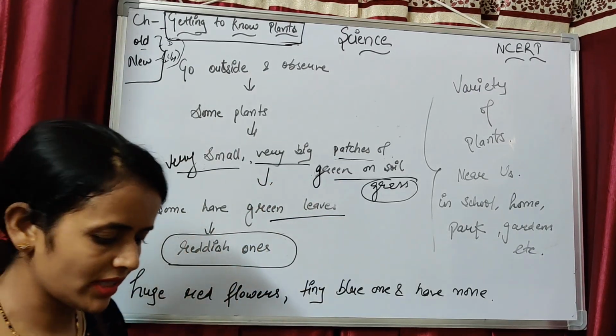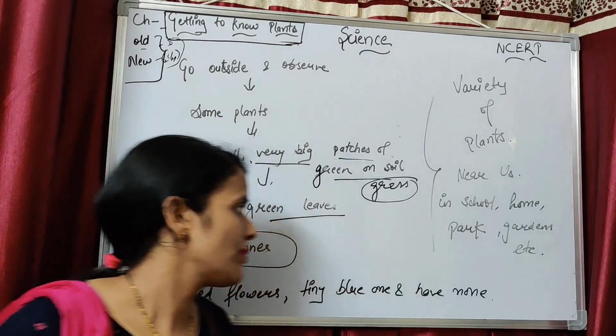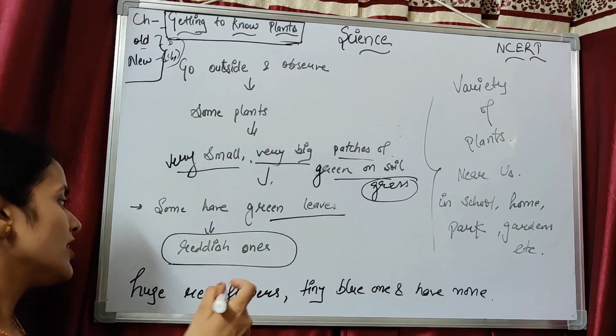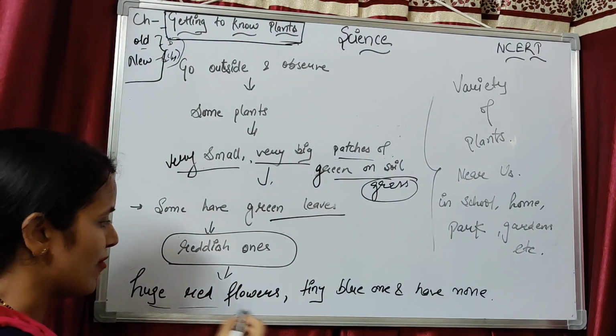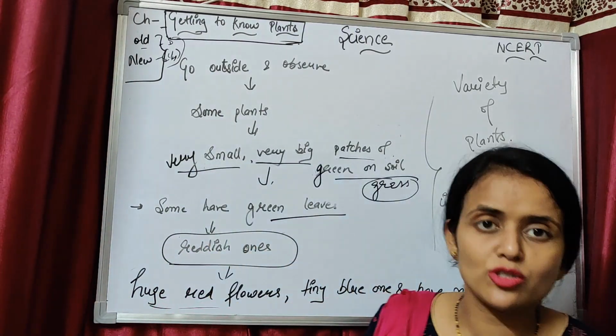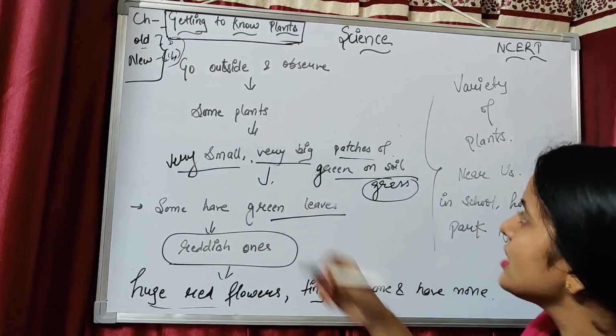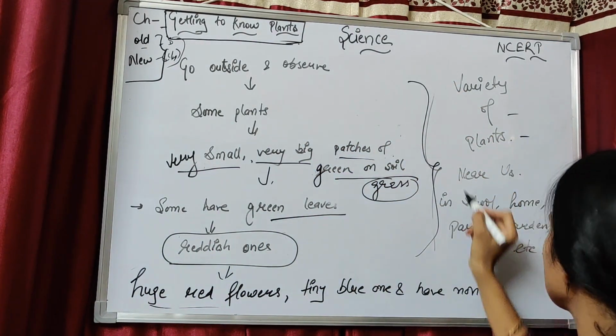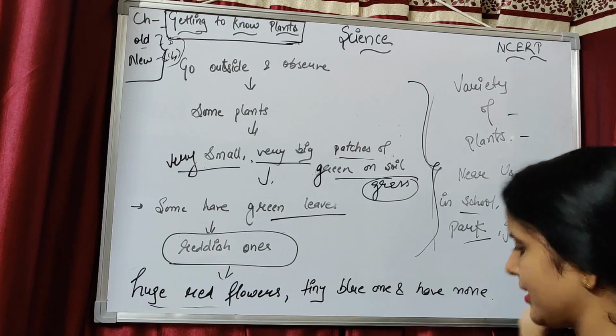Also, some plants have green leaves, some have reddish ones. Two or three types of leaves are present on plants. Now the part of flowers. Some have red flowers, some have blue ones, or some have no flowers on them, like a cactus. There is no flower on the plant. So these are the variety of plants near us in school, home, park, garden, etc.